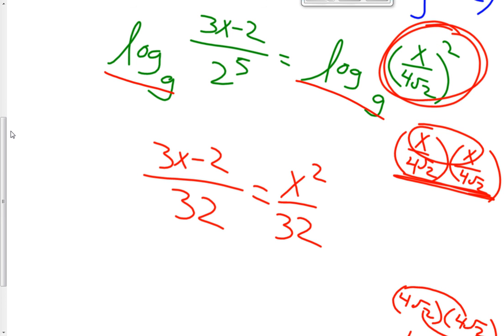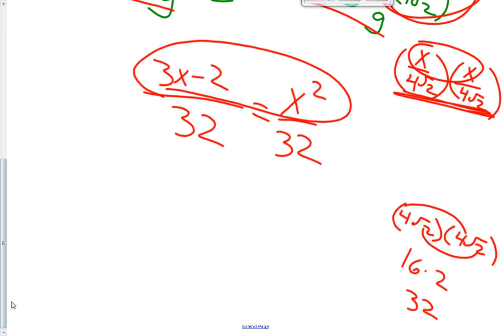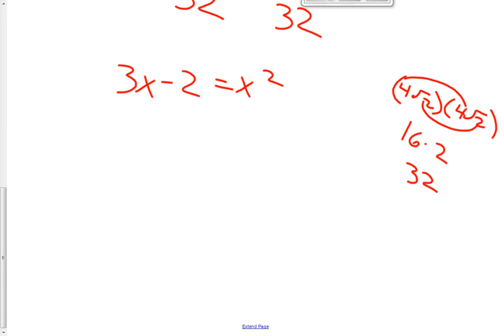All right, so now we're going to solve this equation. We already have common denominators of 32, so all we need to do is set the numerators equal to each other. So 3x minus 2 equals x squared. Let's solve for x now by subtracting 3x and adding 2. We get a 0 on the left. That equals x squared minus 3x plus 2. Factor.